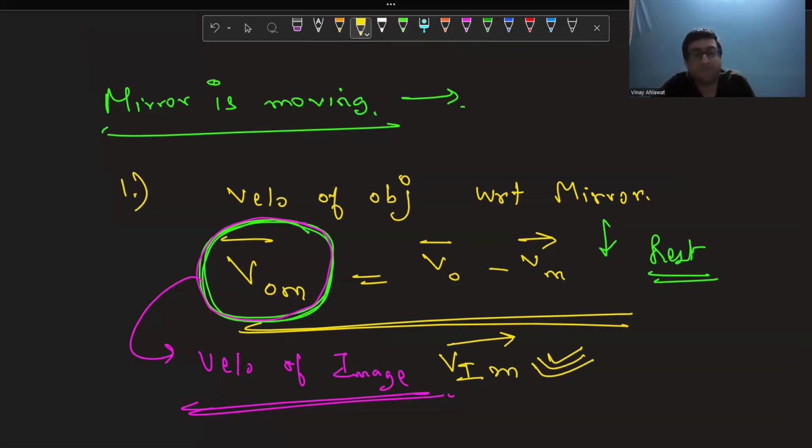First step, you find velocity of object with respect to mirror. So that is V_O minus V_M. Then you have the mirror at rest. Now you solve the question as you normally solve all the questions. Got it? Velocity problems.